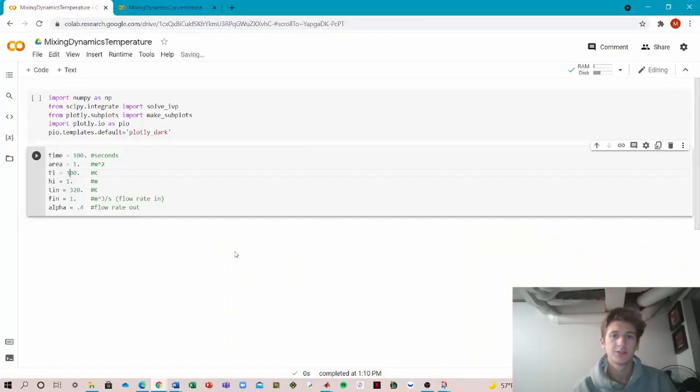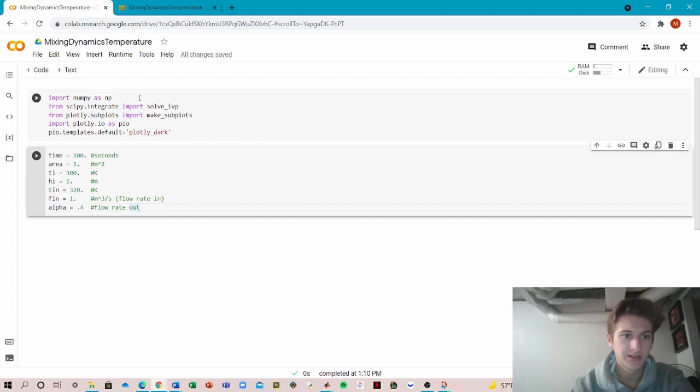Alrighty, so this will be the coding part of mixing dynamics, and this will be the temperature, not the concentration. So right now, let me just update. We have the import, we're getting everything set up, making sure that we have the plot set up, and I edited it so that the graph or chart will be black instead of white.